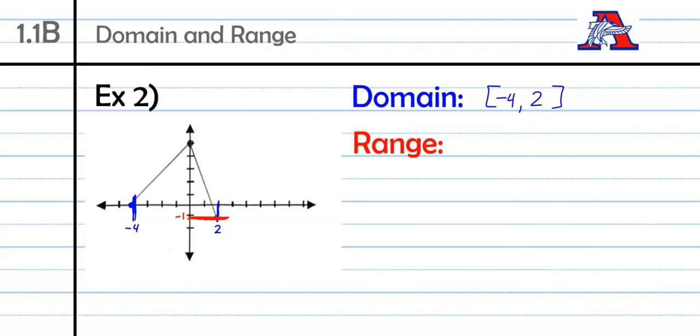So the lowest our graph goes is -1. The highest our graph goes is right there at 1, 2, 3, 4, 5. So we're going from -1 to 5, including both -1 and 5. We don't have any open dots. We don't have any infinities on this one. So everything is regular brackets.